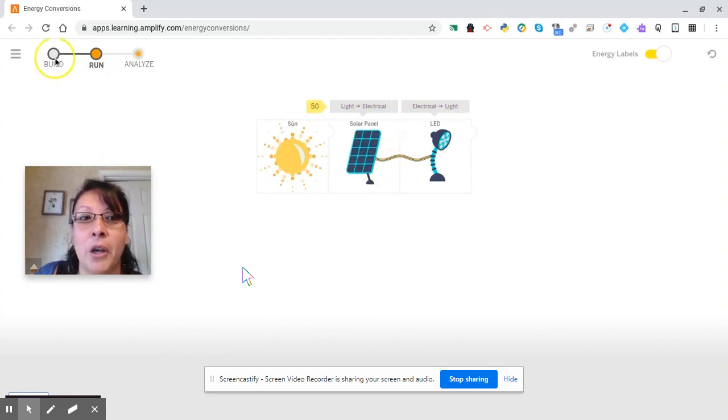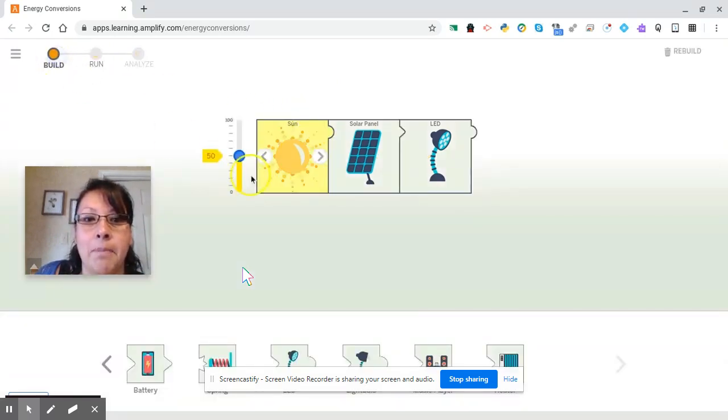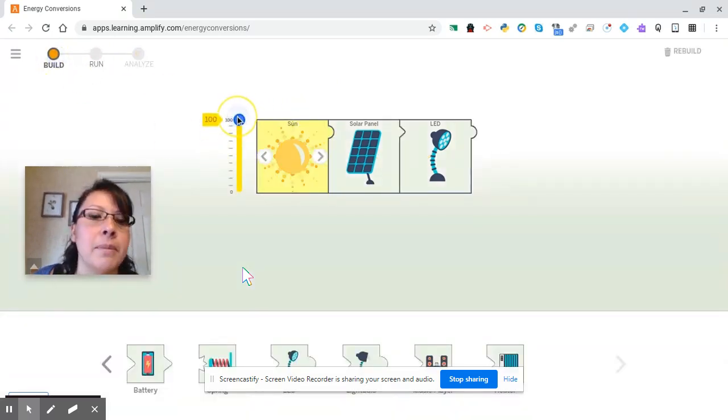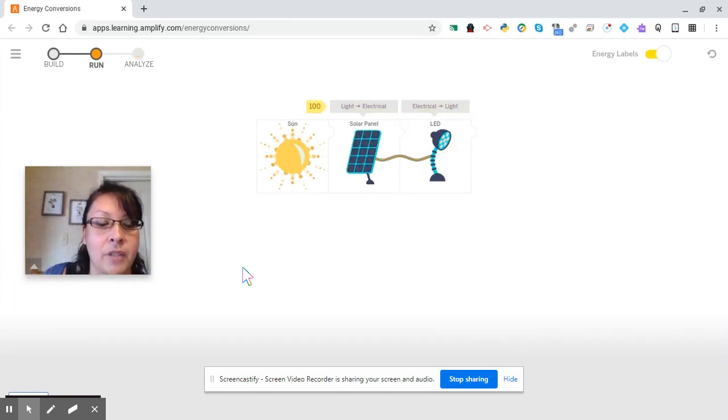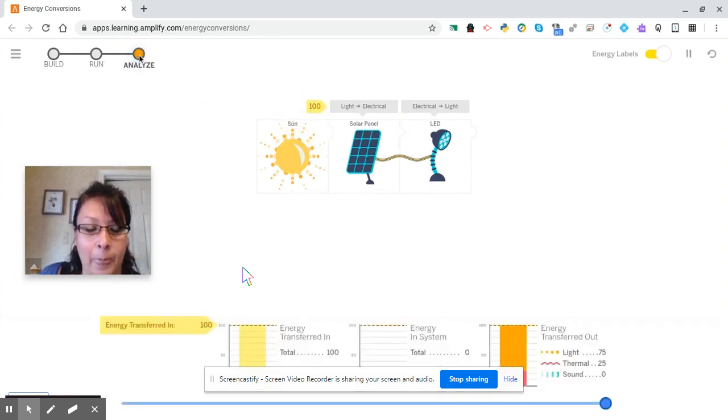Okay, so let's go back. Do you see how that just says 50%? I want to make it 100%. I want as much energy transferred into my system. So let's hit run again. And then remember we need to press analyze to figure out what form or forms of energy were transferred out of my system. Okay, so here we go. So it's 100%. I'm going to hit analyze.